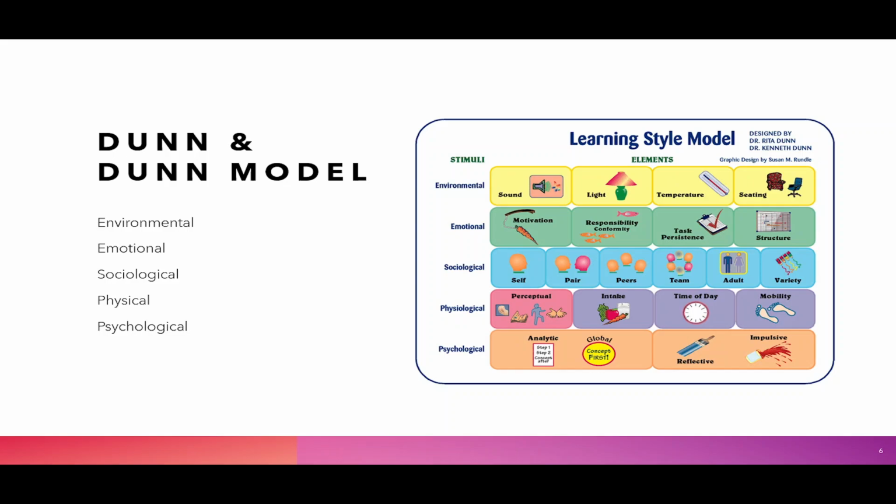The emotional aspect involves levels of motivation and responsibility. It is how the student conforms and pursues a task until it's complete. Also, the types of structures that are helpful for the learner. Sociological aspects deal with how the student learns best, whether it is alone, in pairs, or in groups. Also, do they learn best with or without guidance from the instructor is something else to consider.